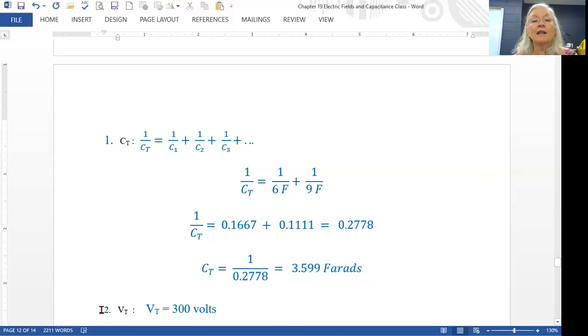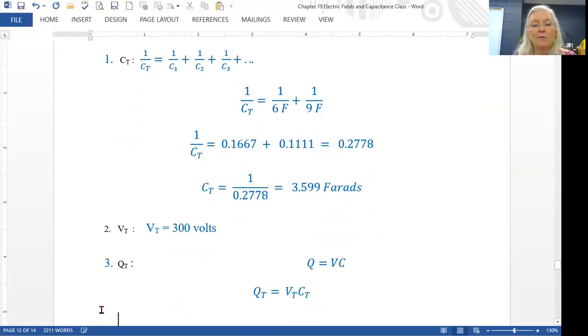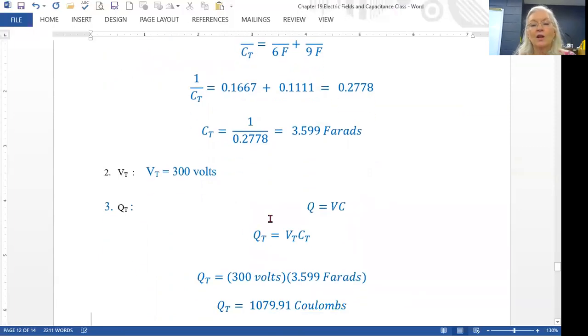V total is going to be the size of the battery, so 300 volts, and then we can calculate Q total using our formula. Q equals VC or Q equals CV. It doesn't really matter how you do it. One way or the other doesn't make a difference. So Q is going to be V times C, so 300 volts times 3.599 farads, and we end up with 1,079.91 coulombs. Remember, don't round off too often or too much.